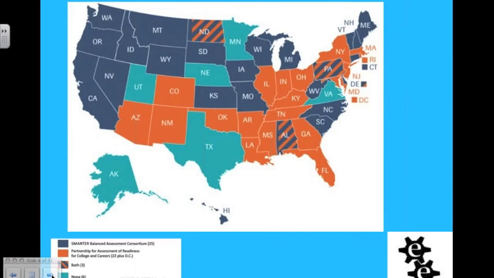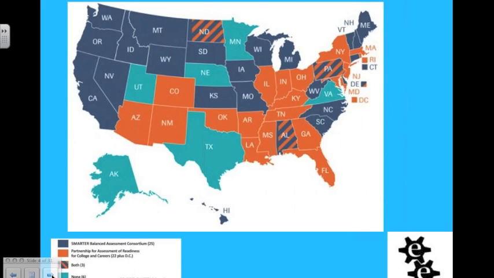Here is the most recent map of which states belong in which. As you can see, the blue are members of the Smarter Balanced Consortium, and the orange are in PARCC. There are a couple that are in both. Each state has a different role, and we'll spare you the specifics of that. But there are some governing states and some states that are just member states. The governing states have votes in the decision-making process and things like that.